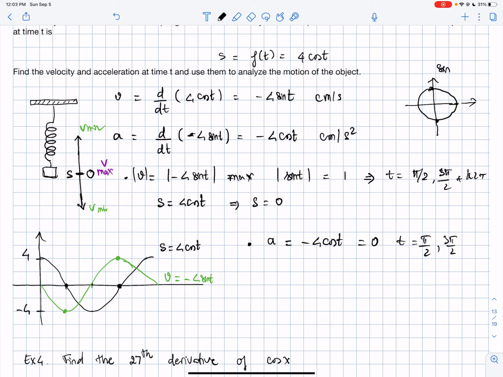Okay, but now let's look at s. S is 4 cosine of t. So s is the opposite of a. So a and s are opposite. That means if a is min, then s will be max. And if a is max, then s will be min. So let's draw the graph of the function acceleration a, negative 4 cosine of t.